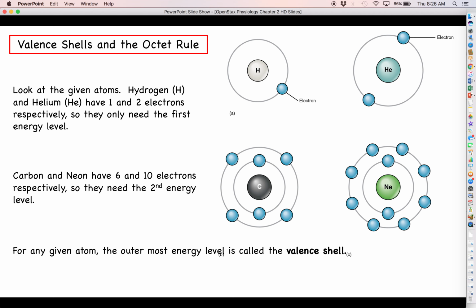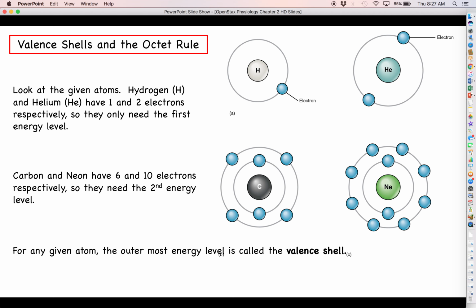But one thing that I did not mention that I should go ahead and mention here is I want to draw your attention, for each one of these 4 atoms, to the outermost energy level. So for hydrogen and helium, it's the first energy level because that's the only one that they have. For carbon and neon, the outermost energy level is the second one.